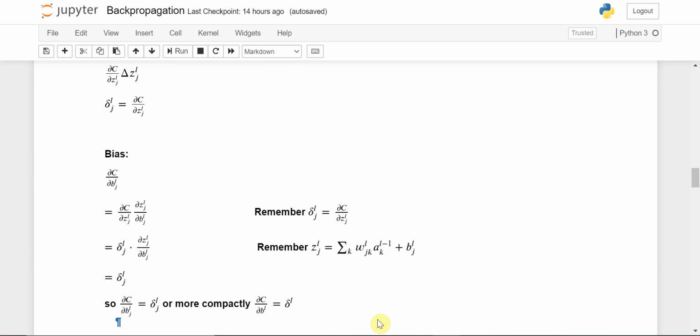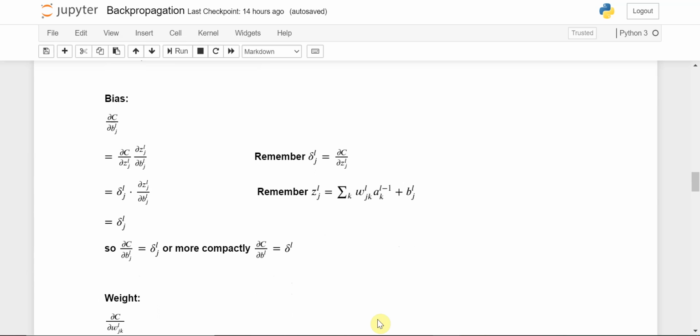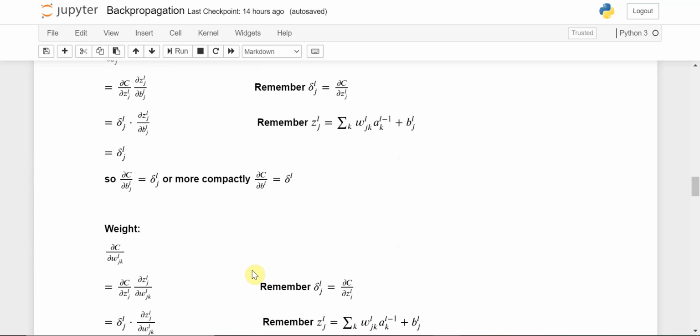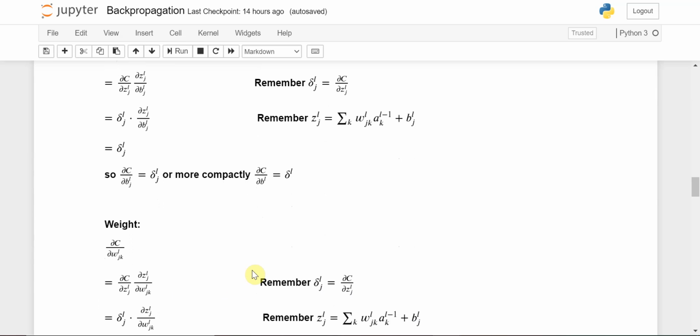Moving on to the weights, it's the same deal. Once again, we use our definition of the error to simplify the first partial derivative. The second derivative is the only thing that changes. Since now we're differentiating with respect to the weights, the bias disappears, and the only term that remains in the summation after differentiation is a term containing the WL sub jk.